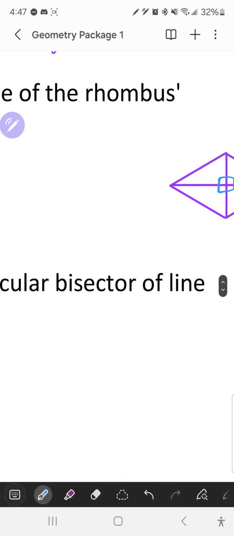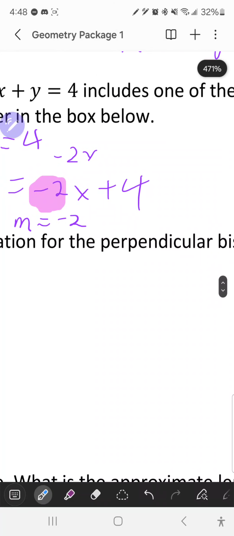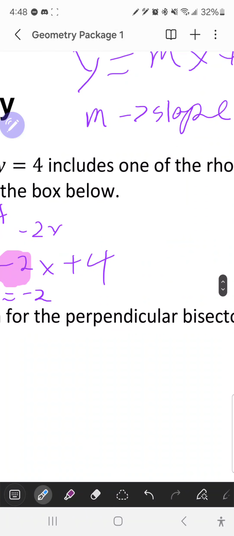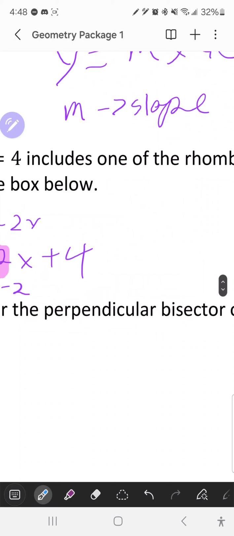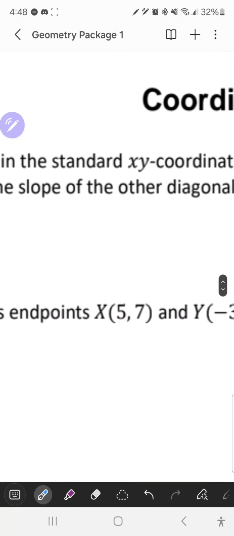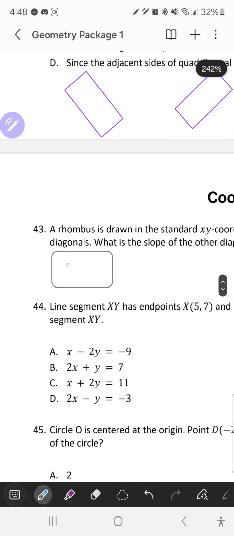So basically, we know that for two lines to be perpendicular, the slopes need to be opposite and reciprocal. So if this slope is negative 2, then the other slope will need to be opposite, which means positive, and reciprocal just means, since this is negative 2 over 1, it will need to be 1 over 2. And the opposite is that it is positive. So the slope of the other diagonal will need to be 1 over 2.